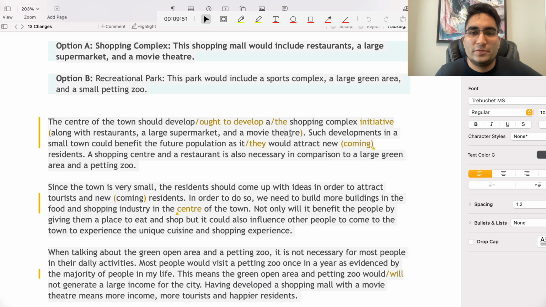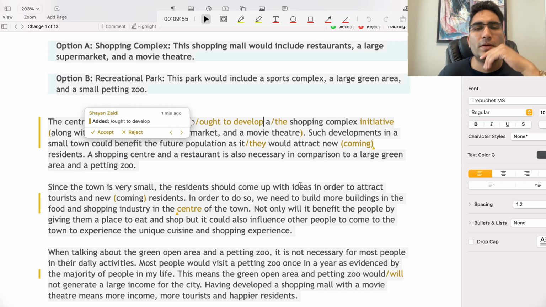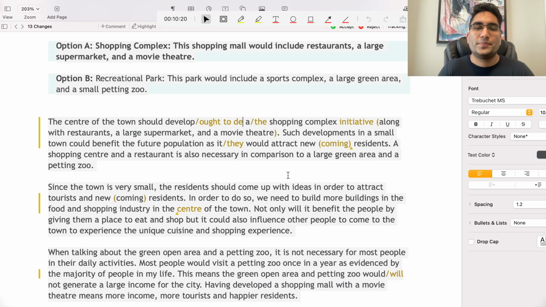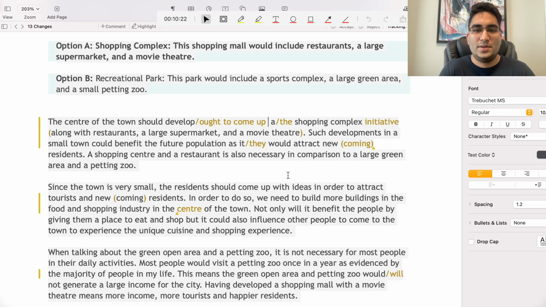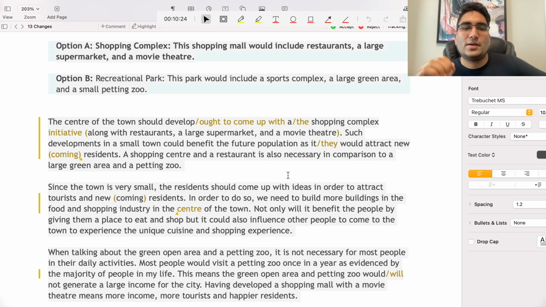All right, so the center of town should develop the shopping complex initiative. All right, ought to develop. Now instead of develop, can we say something better? Ought to develop, ought to create, initiate. I already said initiative here. Ought to go after, run after. Ought to proceed with. Proceed and develop. They're both basic. Ought to. I'm just thinking here. Ought to come up with. Okay, let's do that. All right. So come up with the shopping complex initiative.